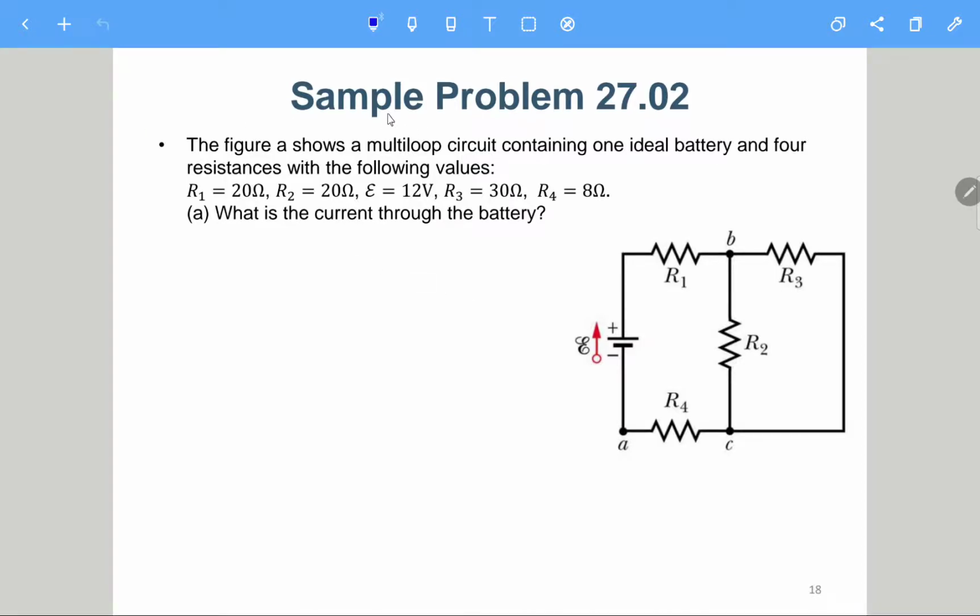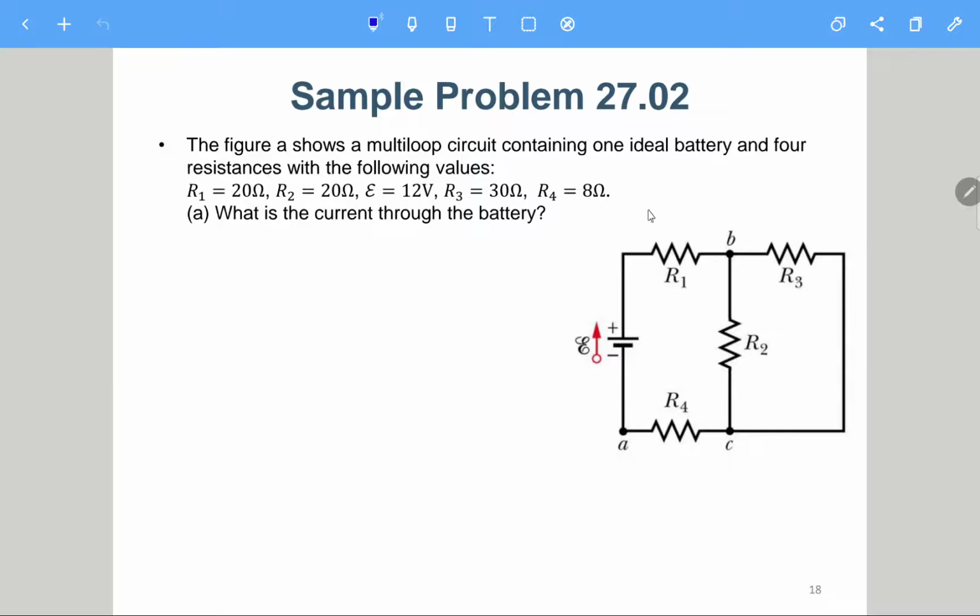Okay, so this one, figure A shows a multi-loop circuit containing one ideal battery and 4 resistances with the following values: 20 ohm, 20 ohm, 12 volt, 13 ohm, 8 ohm. What is the current through the battery? What is the current going through the battery? So in this case, as I mentioned before, we cannot really calculate the current going through the battery directly.